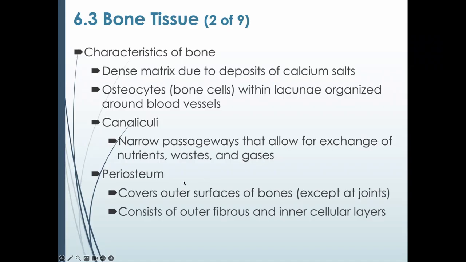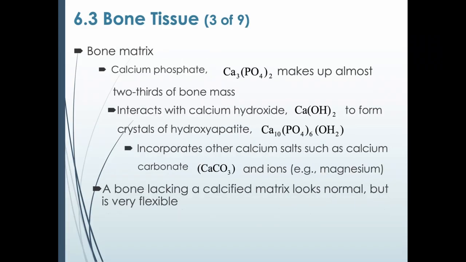The periosteum. The periosteum is the outer cover of the surface of the bones. You're going to find it along the bone, except not at the joint. It consists of an outer fibrous layer and an inner cellular layer.